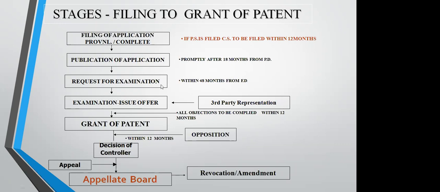the date of the filing, you have to submit request for examination. After request for examination, a patent examiner will issue first examination report, that is called FER. After that, you have to reply to all the objections raised by the patent office. After replying to all the objections and satisfying the patent examiner, your patent will be granted.